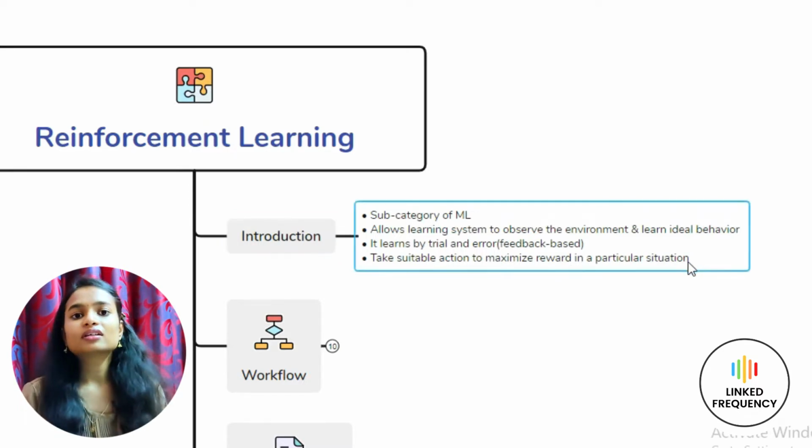This point indicates that the main aim or objective of the agent is to find the best possible solution, and that best possible solution comes with a maximum reward. So its main goal is to collect maximum reward by taking the best decisions. This is all about the introduction part involved in reinforcement learning.